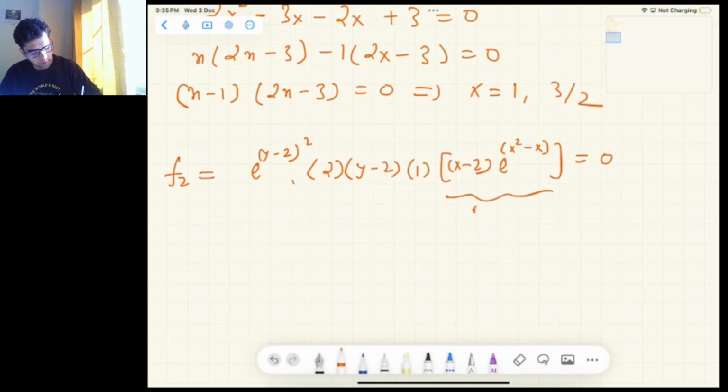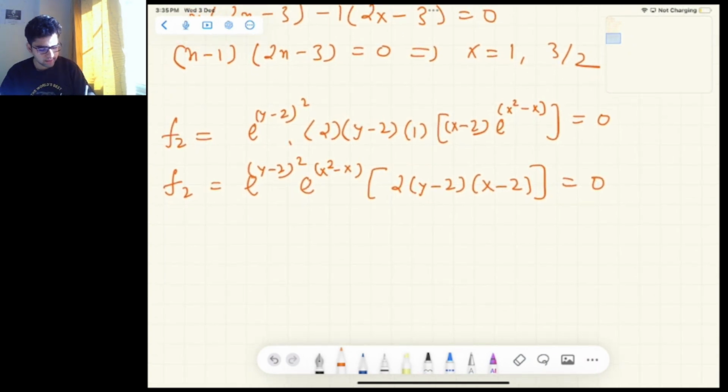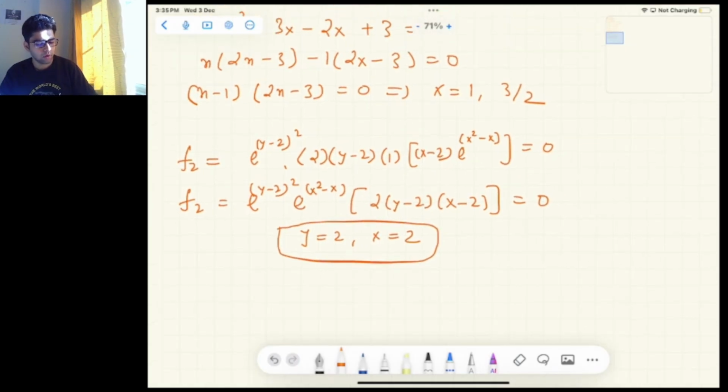So this was the constant term, right? So my f of 2 becomes equal to... So this is already in the product form, and from here I can say that this expression can be equal to 0. This expression can be equal to 0 when my y is equal to 2 or my x is equal to 2. So these are the two additional points that we have gotten, right?